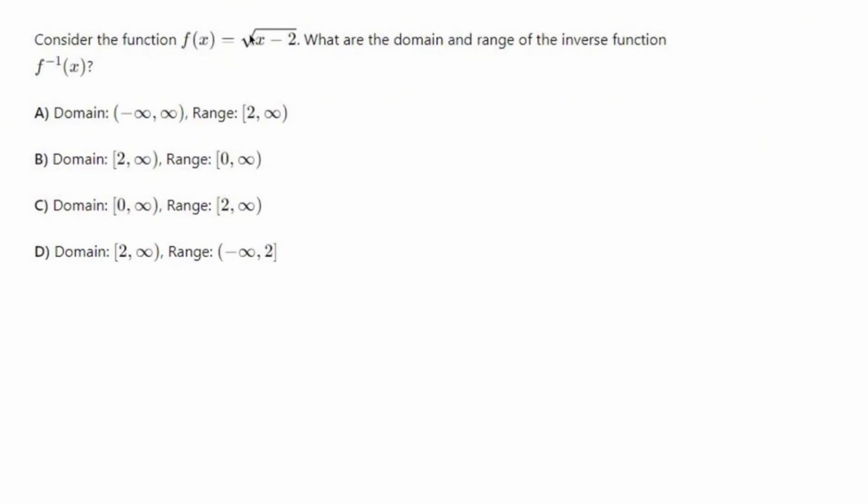Consider the function f of x equals the square root of x minus 2. What are the domain and range of the inverse function f inverse of x? So in order to do that, we need to find the domain and the range of regular f of x. Now, the graph of the square root of x looks like this, which means the graph of the square root of x minus 2, since the negative 2 lives with the x, is going to be a translation to the right 2 units. So the domain of f of x is going to be from 2 all the way on forever. So we'll say the domain is including 2 all the way to infinity.